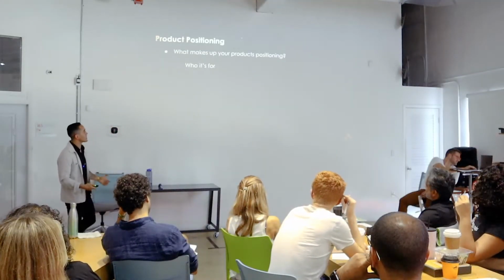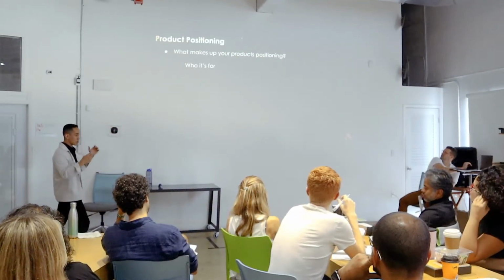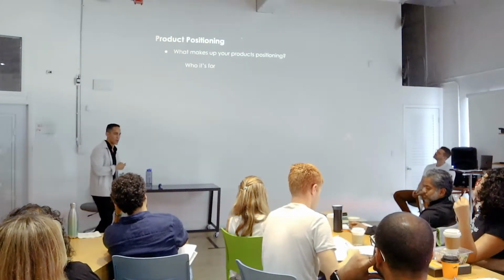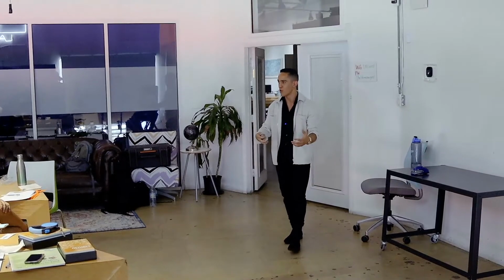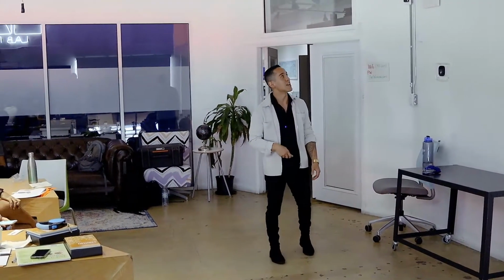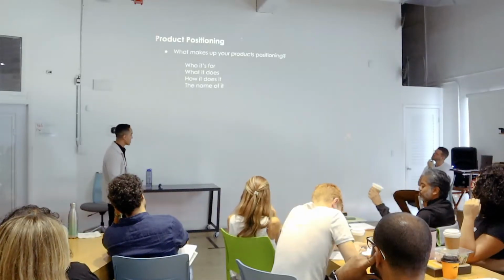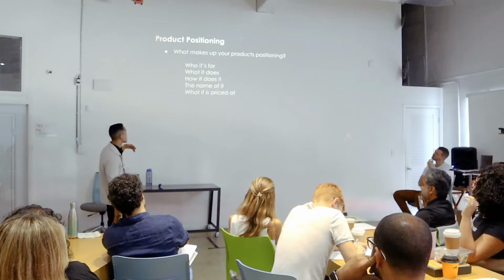So what makes up your product's positioning? These are the things that you need to think about to be able to craft it. The first thing is who it's for. Again, we keep going back to who that person is, then what the product does, then how it does it, the name of it. All these things influence positioning.